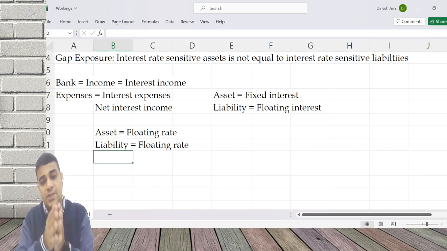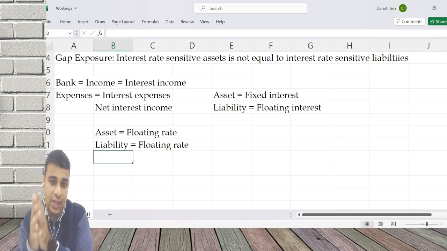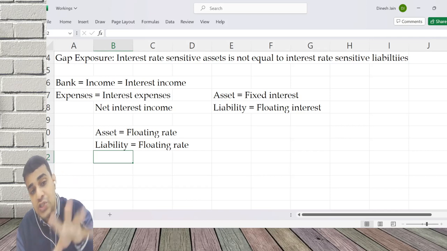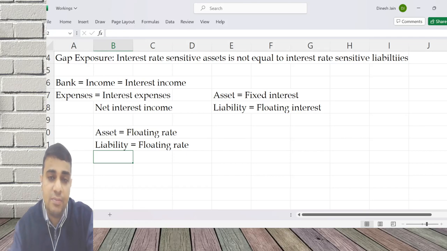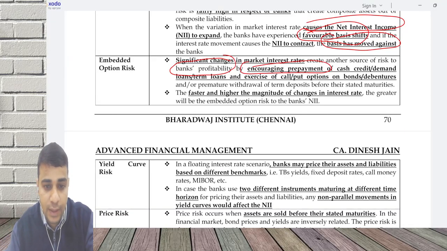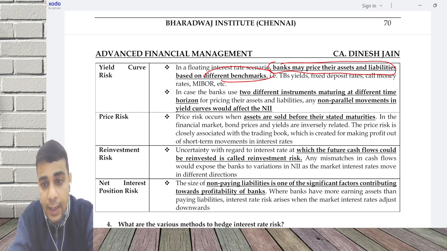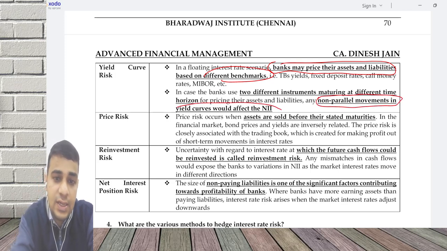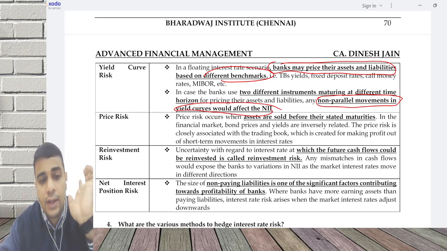Unfortunately, when interest rates changed in the economy, these benchmarks did not move in the same direction, non-parallel movement. In a floating interest rate scenario, banks may price their asset and liability on different benchmarks. Two different instruments. Any non-parallel movement in yield curve would affect the NII. My focus is my net interest income should not get impacted.